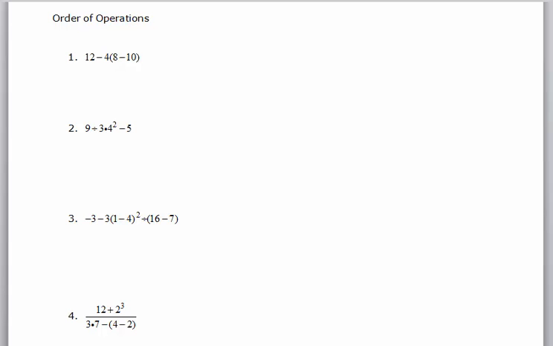Okay, so we want to simplify all of these expressions that are given to us. We need to remember our order of operations. One way to do that is to remember, please excuse my dear Aunt Sally. Always start with parentheses and then exponents, multiplication and division. I'll group those two together, as well as addition and subtraction. Okay, so that's the order we want to look at.